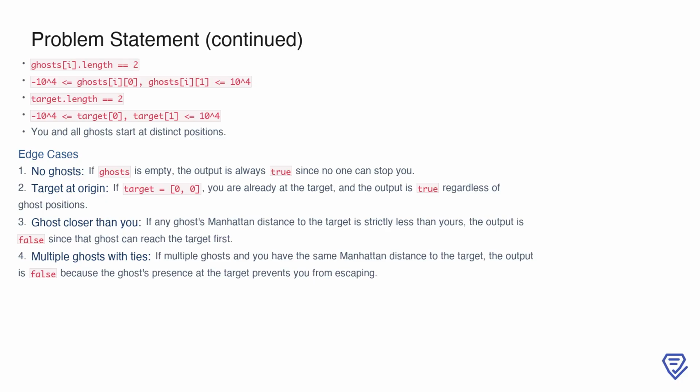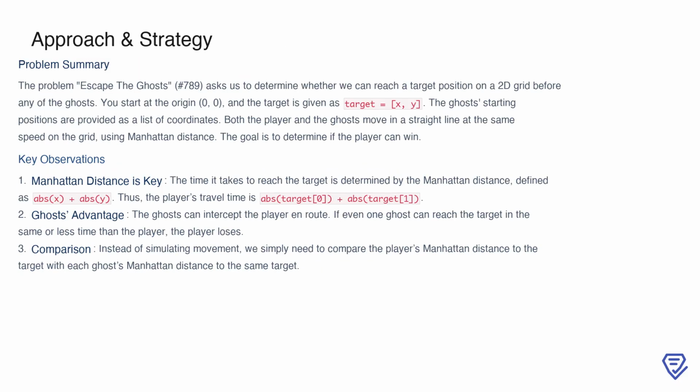These edge cases and constraints guide how we think about solving the problem efficiently. The problem Escape the Ghosts asks us to determine if we can reach a target position on a 2D grid before any of the ghosts catch us.